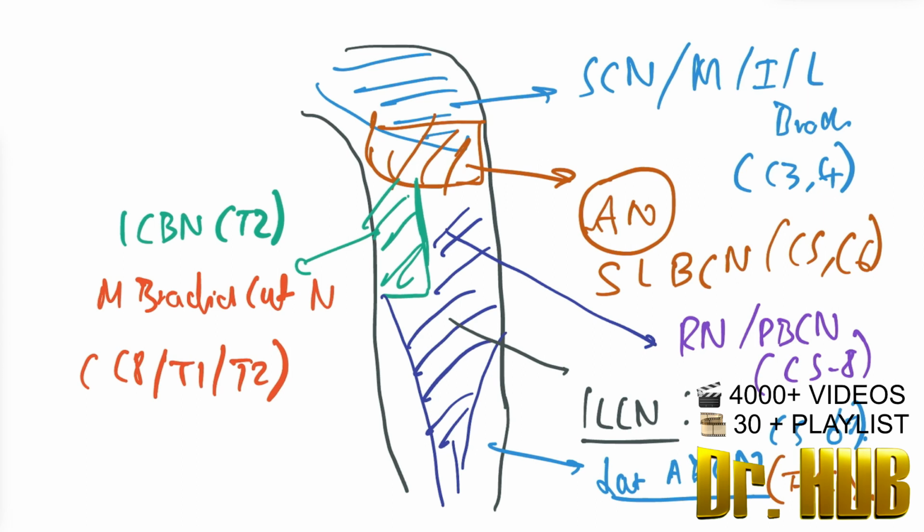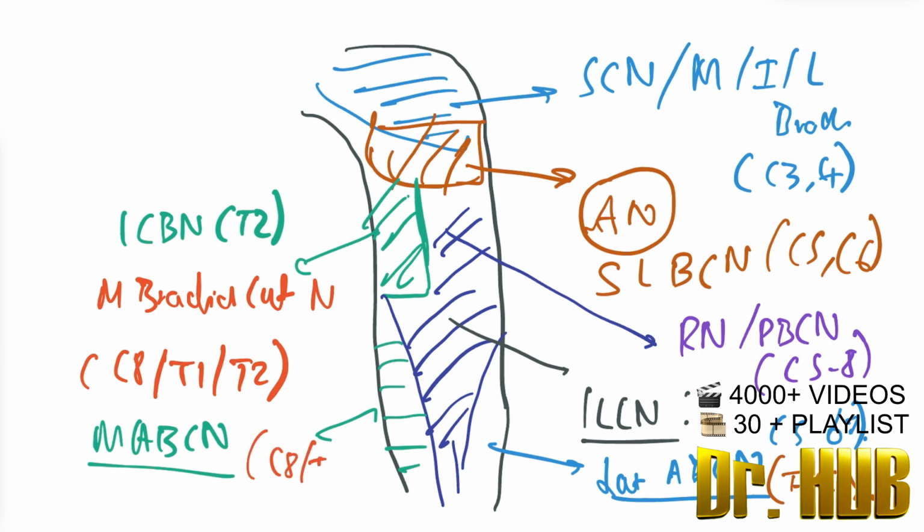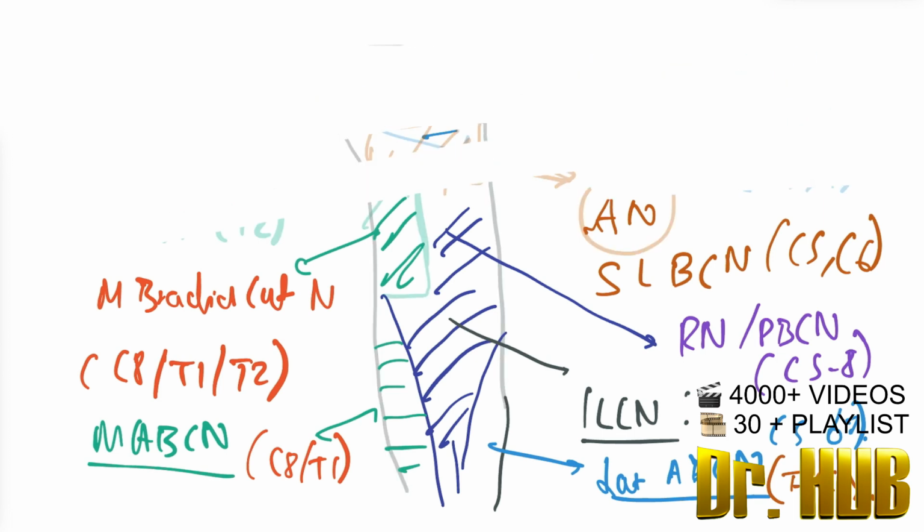So on the medial aspect, what are we missing? This is nothing but the medial antebrachial cutaneous nerve, which we are writing as MABCN. This will include C8 as well as T1. So this was about the arm and the forearm. Now let's look at the hand.